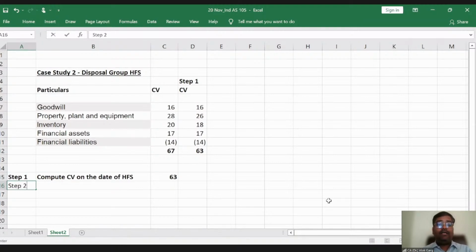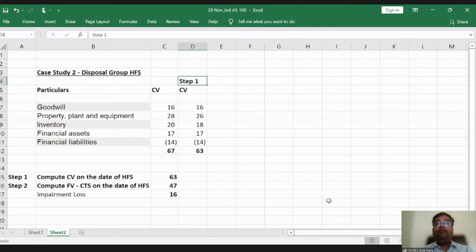Step number 2. What is the step number 2? Compute fair value less cost to sell on the date of HFS, which is 47 million given in the question. Now, what is the impairment loss? You need to recognize at lower of 63 and 47. So what is the impairment loss? Of course, 63 minus 47, right?